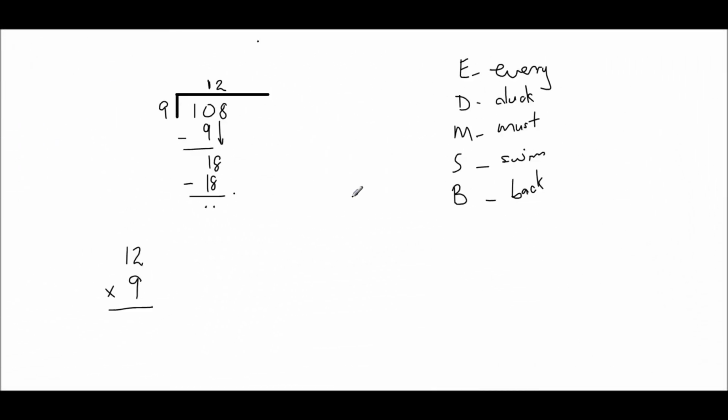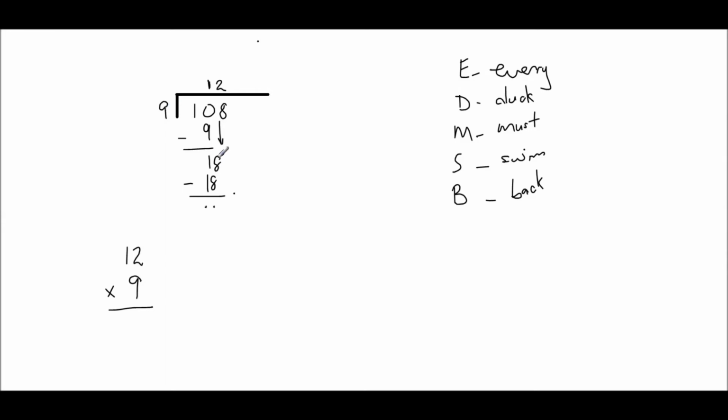Number 8 says 108 divided by 9, and here we have our memory tool. We have every duck must swim back, which is the same as saying we can estimate, divide, multiply, subtract, and bring down. First we would say 9 into 1, that can't work. We say 9 into 10, that could work. 9 could go into 10 one time. 1 multiplied by 9 gives us 9, then we subtract, we get 1. We bring down our 8.